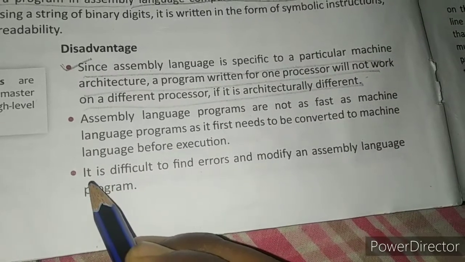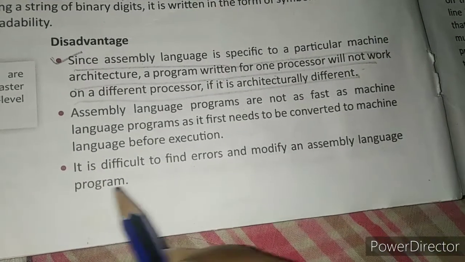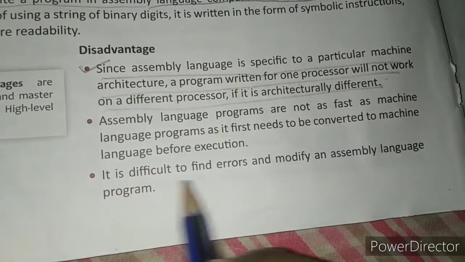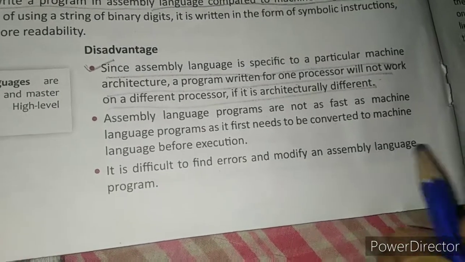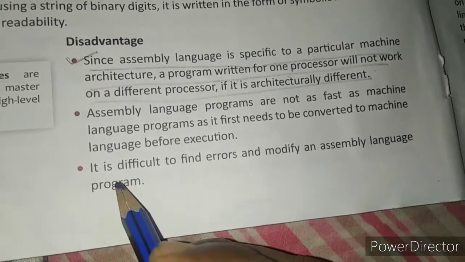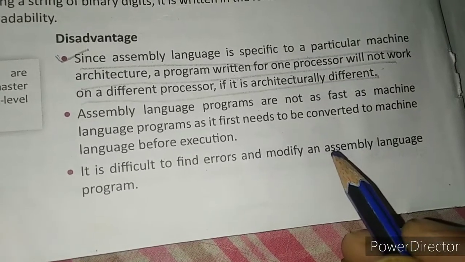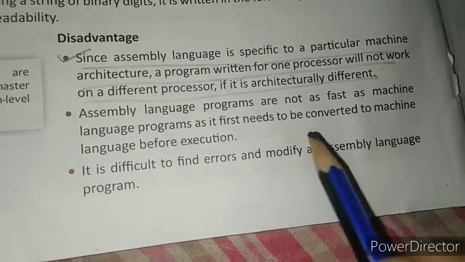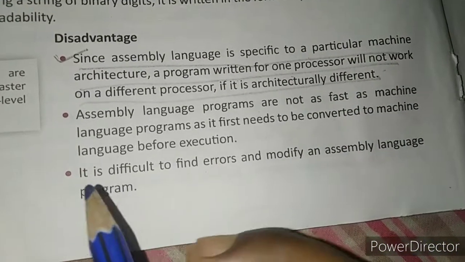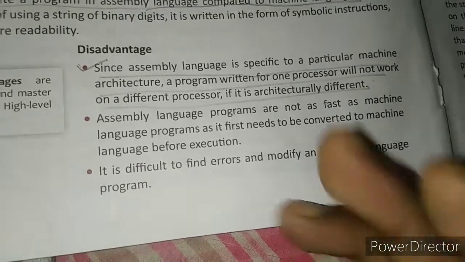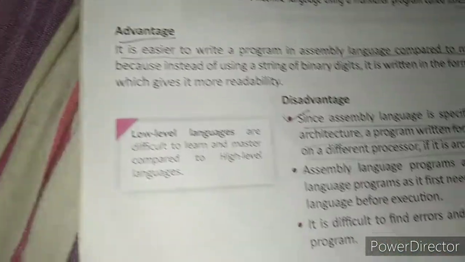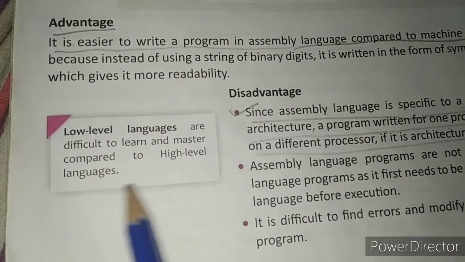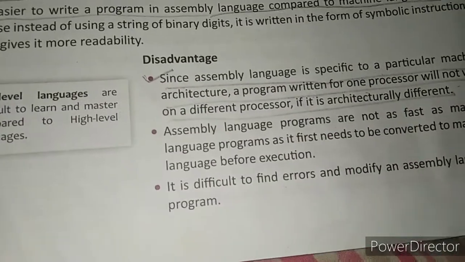Here it is difficult to find errors and modify assembly language programs. It is also difficult to understand and learn. Assembly language programming is also difficult, but it is easier than machine language. Clear? But it is also very difficult. So these are the advantages and disadvantages. Low level languages are difficult to learn and master compared to high level languages. Okay, now we will discuss the high level language.